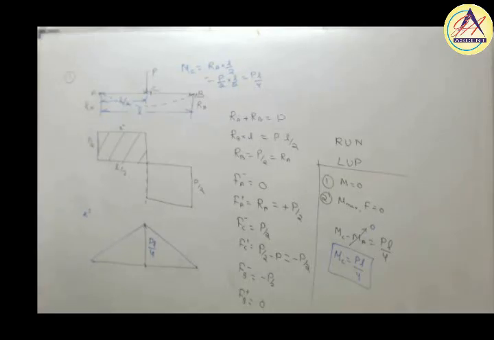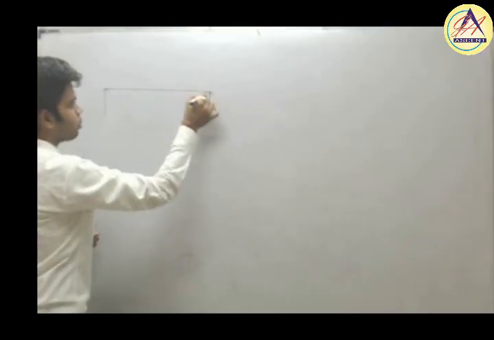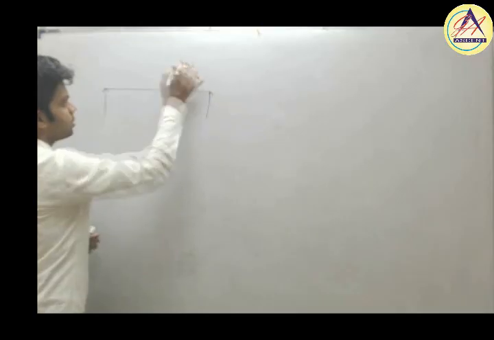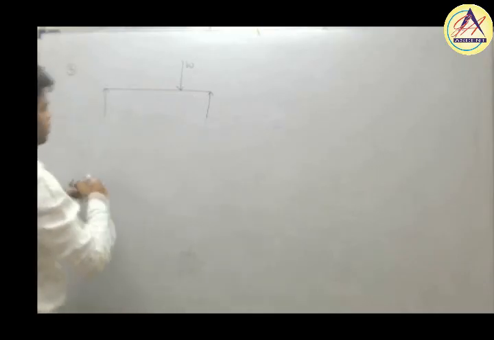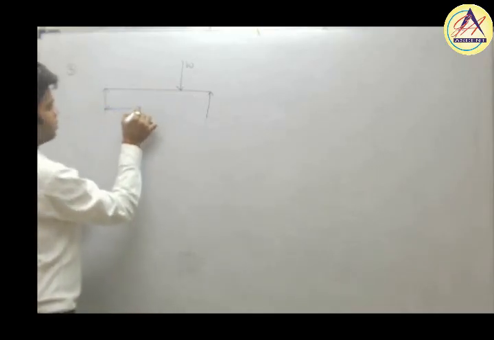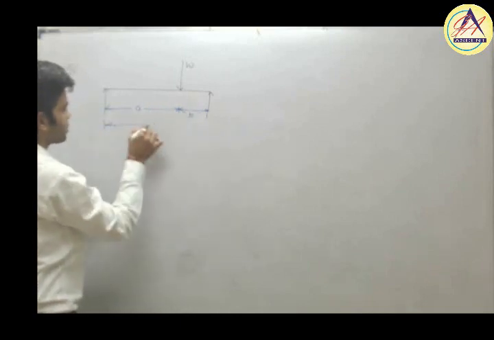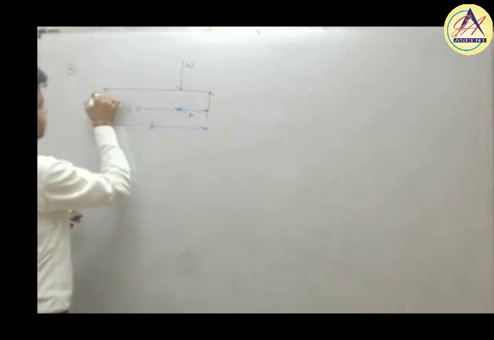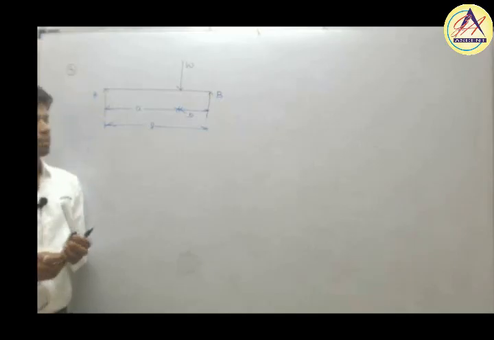This was one of the examples. Another example we will take. We have a simply supported beam which is subjected to a point load, but not at the center, at some eccentricity from the center. That means the distance, this is suppose A, and this distance is suppose B, total length of the beam is suppose L. So how can we draw the shear force and bending moment diagram for this?